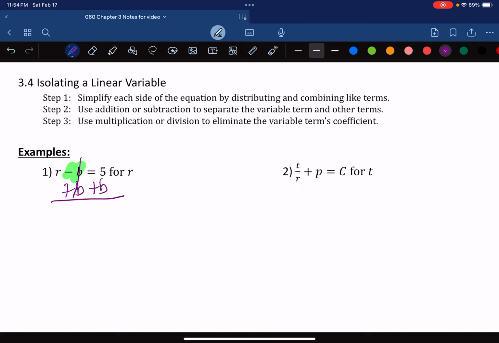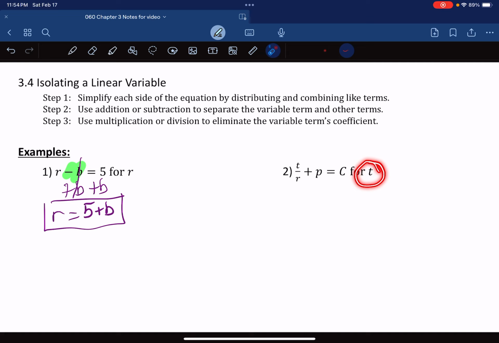Now the thing that changes here is when I move that b to the other side, there are no like terms on the other side already, so we're just going to add it on the right side of that 5 because 5 and b are not like terms. And we're done. There's nothing else here to do. r is equal to 5 plus b. I can't combine 5 and b, so I am done.